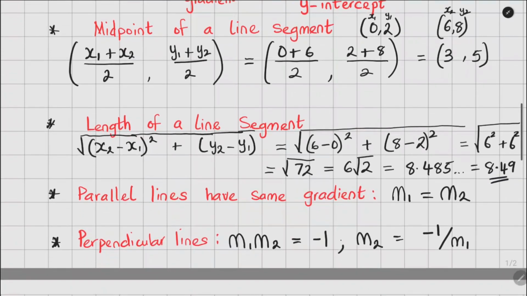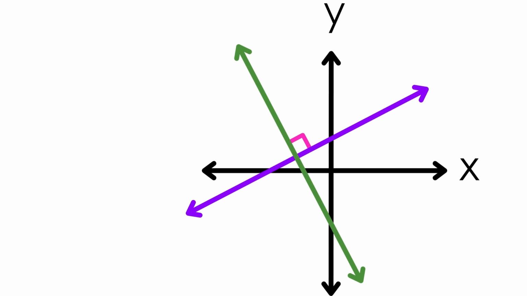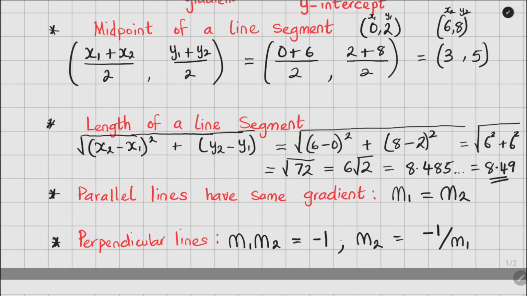Now, the other concept we'll be looking at is perpendicular lines. What are perpendicular lines? Perpendicular lines are lines that intersect at 90 degrees. Both lines intersect each other at 90 degrees. When you have a pair of perpendicular lines, the relationship between their gradients is that the product of both gradients will give you -1. Again, looking at it in another way, the gradient of one is the negative reciprocal of the gradient of the other line.